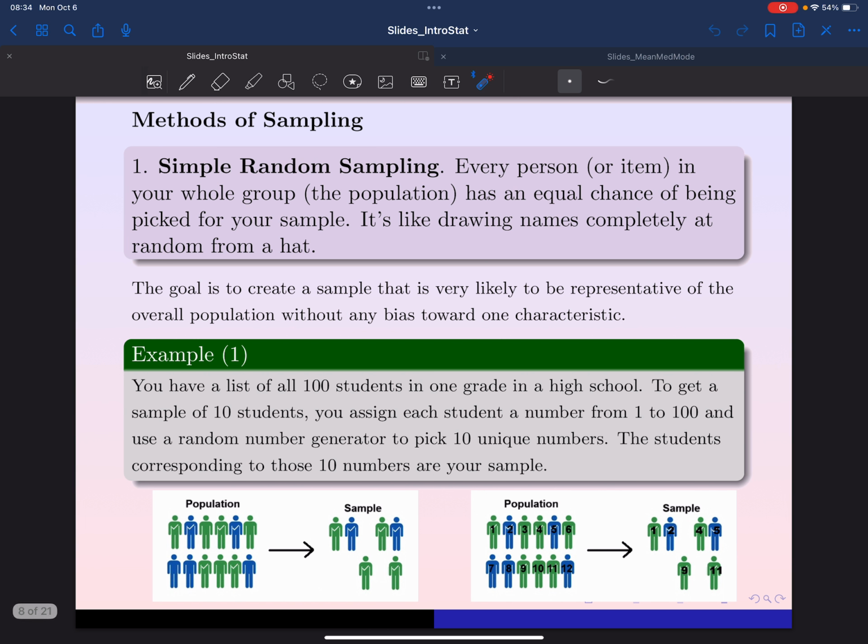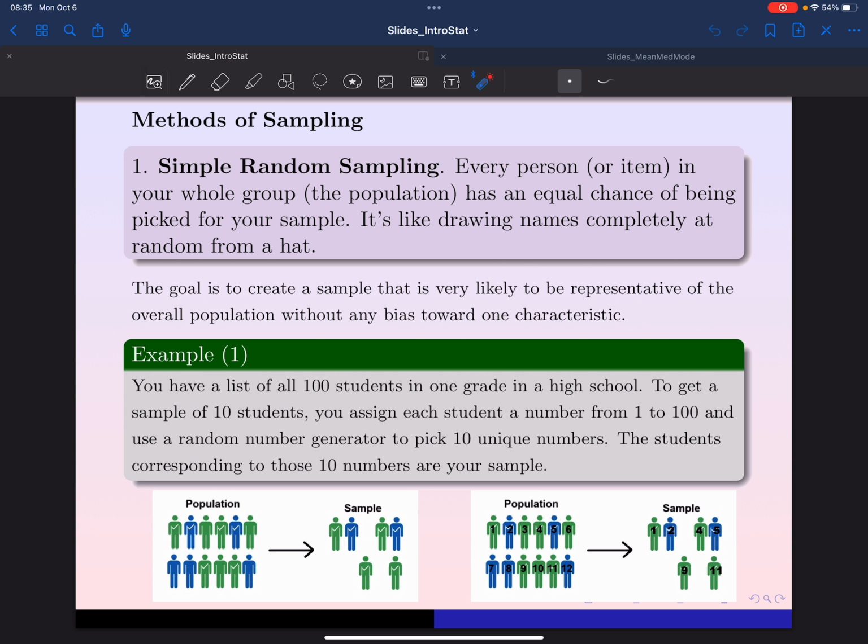Now, methods of sampling. First method of sampling that we would like to discuss is simple random sampling. Every person or item in the whole group or the population has an equal chance of being picked for your sample. It's like drawing names completely at random. The goal is to create a sample that is very likely to be representative of the overall population without any bias towards one characteristic.